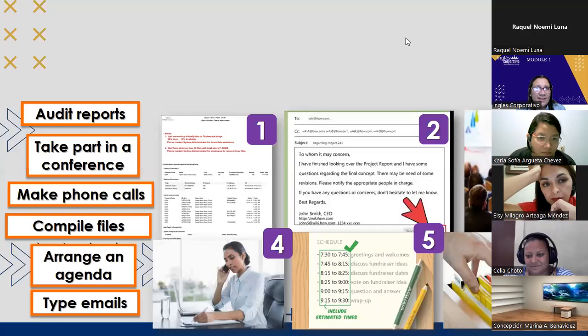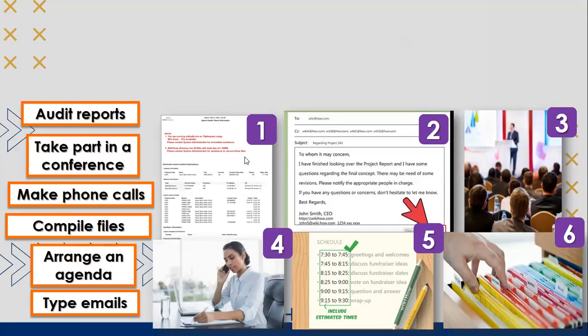Okay. Now, once again, let's do this again. Yes, the first one would be audit reports. Yes. Number two. Type emails. Type an email, right? Type emails in plural. Type an email could be if you only do one, but I don't think we only do one email. We do a lot of emails, right? So type emails.